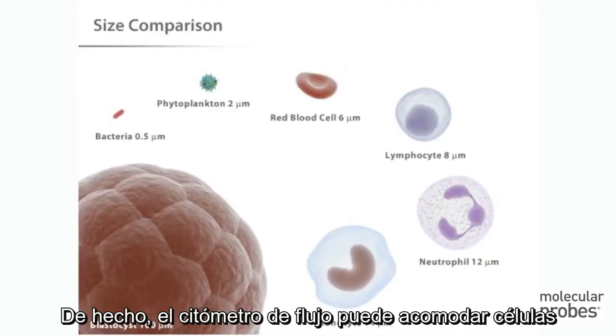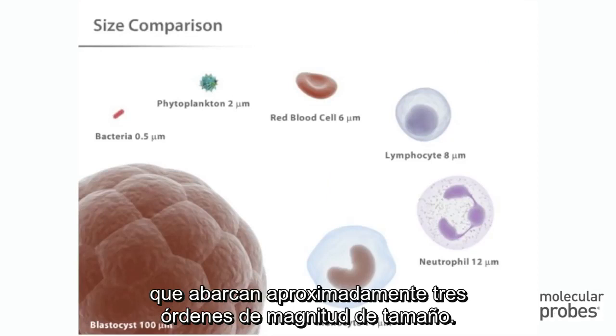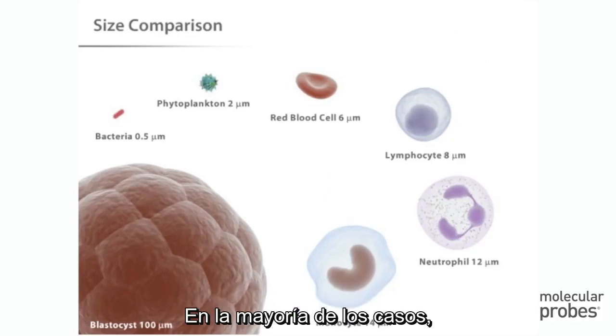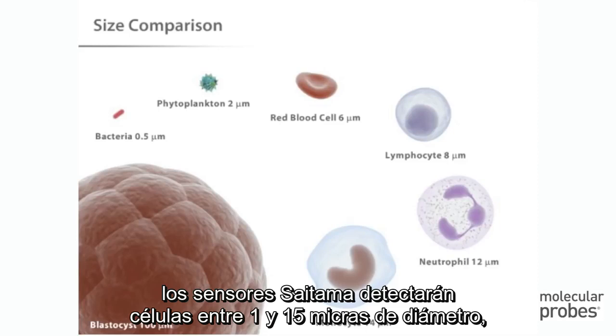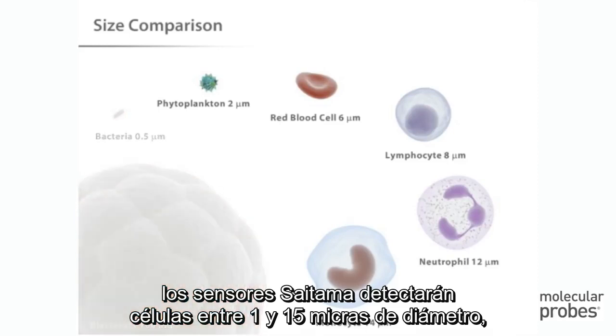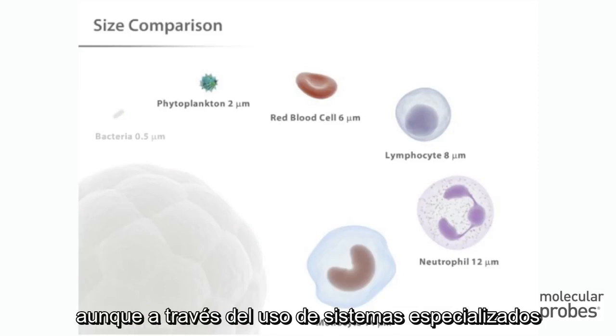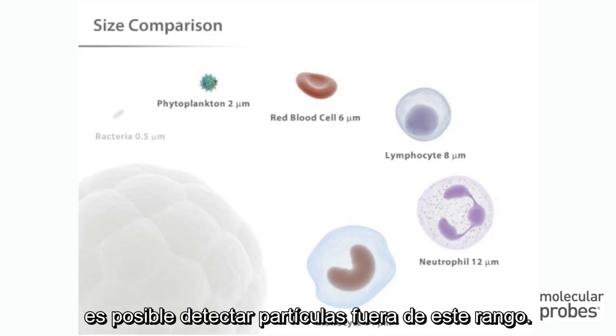In fact, flow cytometers can accommodate cells that span roughly 3 orders of magnitude in size. In most cases, cytometers will be detecting cells between 1 and 15 microns in diameter, although through the use of specialized systems, it is possible to detect particles outside this range.